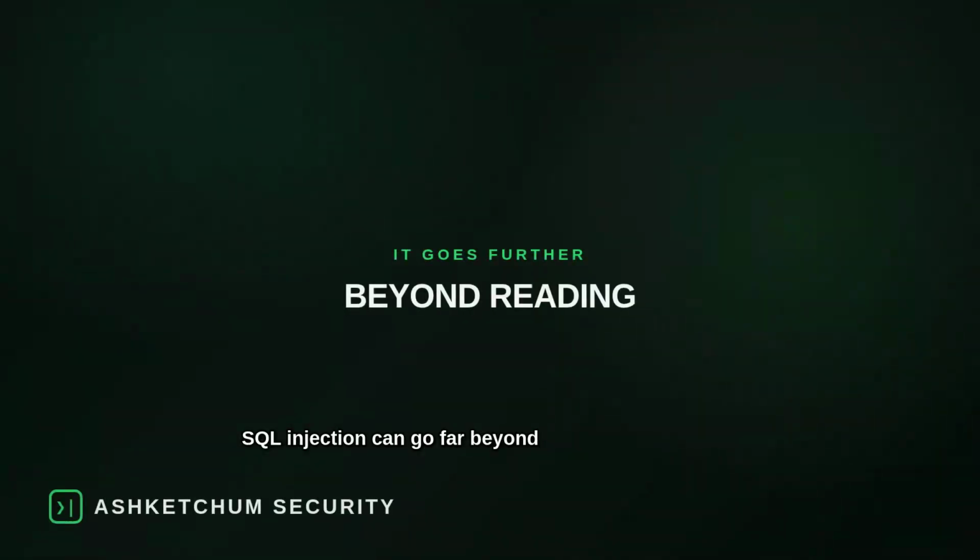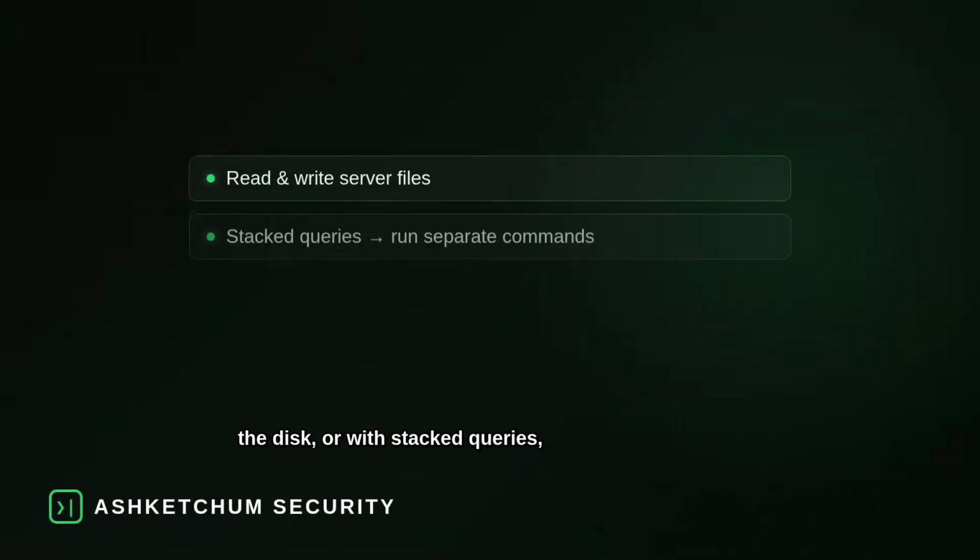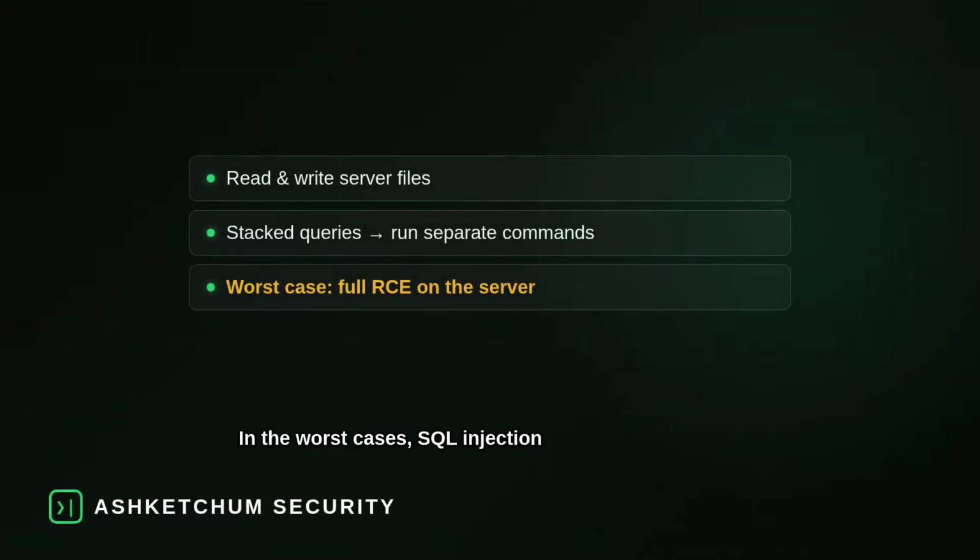SQL injection can go far beyond reading data. Depending on the database and its permissions, an attacker may be able to write files to the server, read sensitive files off the disk, or with stacked queries, run entirely separate commands. In the worst cases, SQL injection becomes full remote code execution, complete control of the server. This is exactly why a single SQL injection flaw is treated as critical. It is very often not just a data leak, it's a foothold into the whole system behind the application.